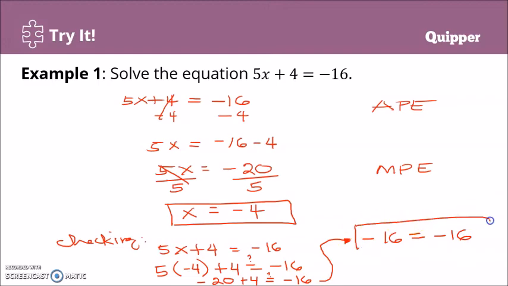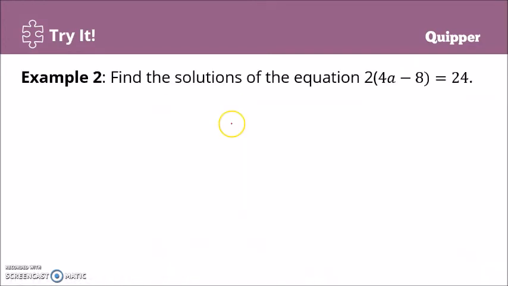So, tama. Okay? Equal nga sila. So, our answer is correct because we have a true equation here. Negative 16 is really equal to negative 16. It's correct. So, therefore, our answer, which is x equals negative 4, is also correct.